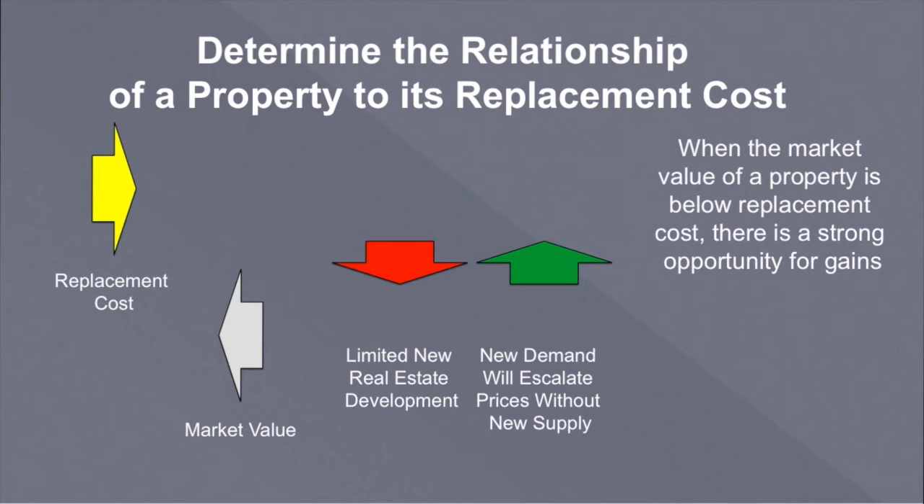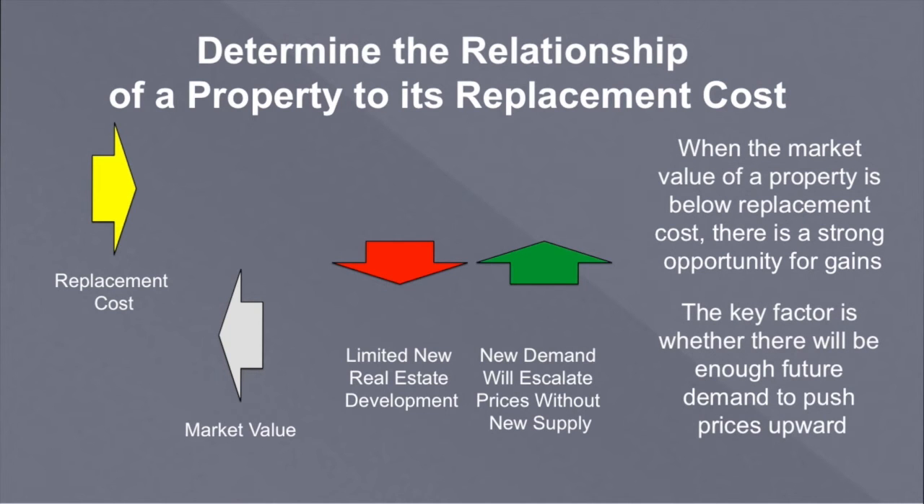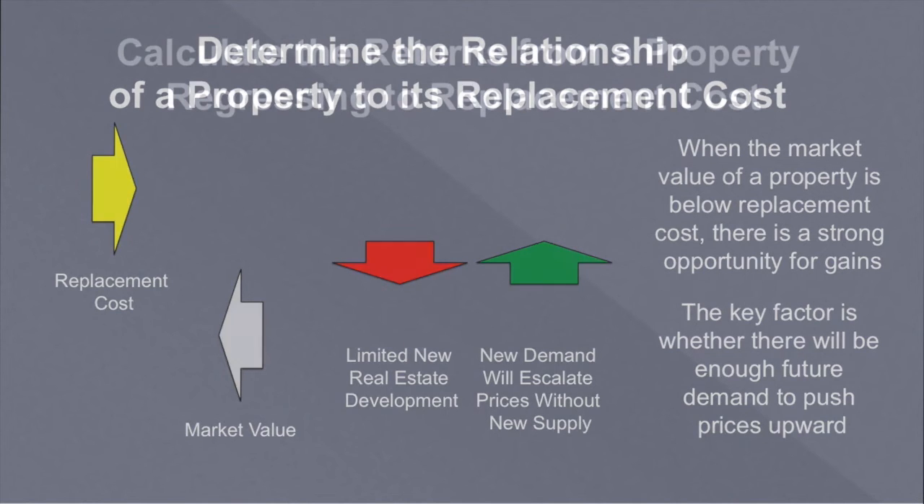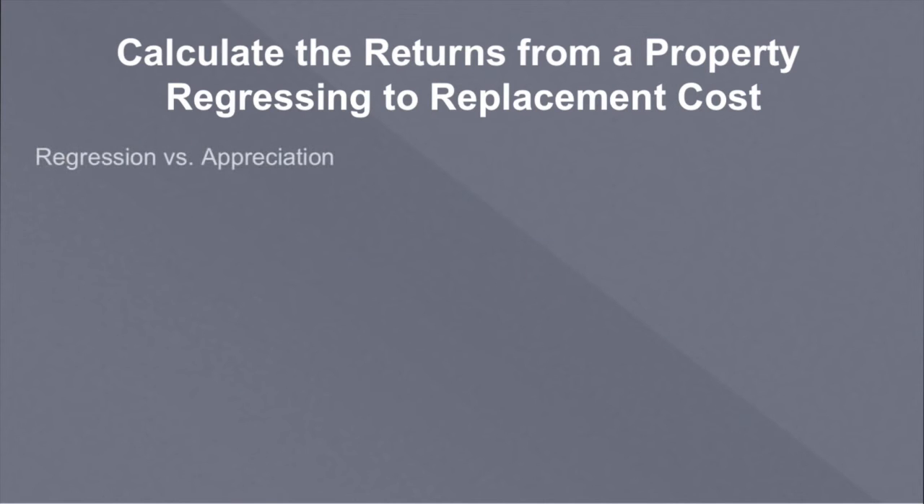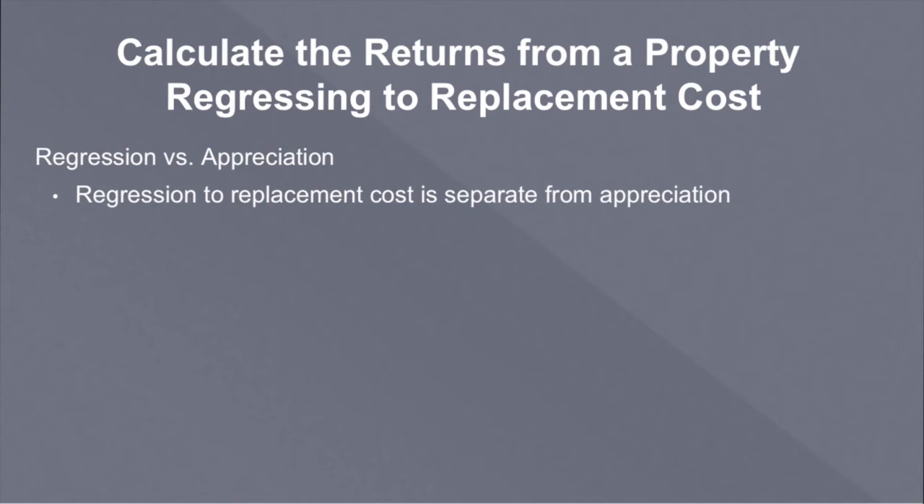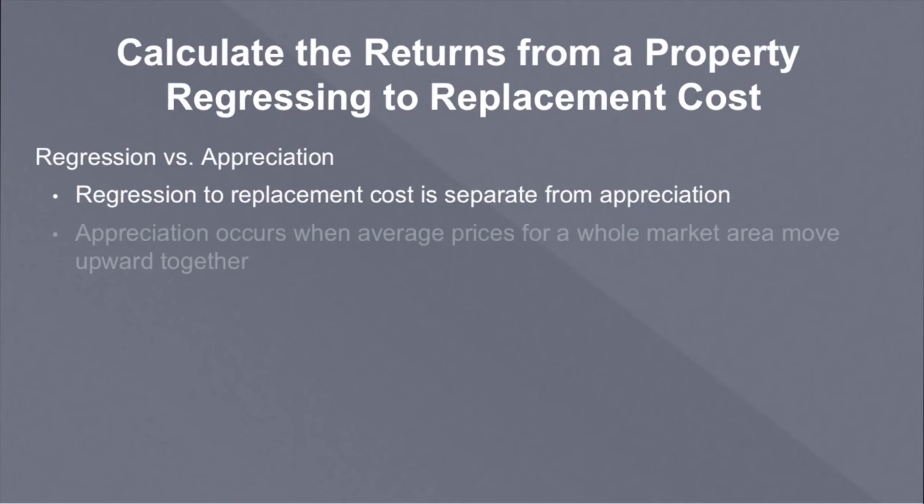So when the market value of a property is below replacement cost, there's a strong opportunity to make money, strong opportunity for gains. The key factor is whether there will be enough demand in the future to push prices upward. Now, let's examine these returns: regression to replacement cost versus appreciation. They're separate things, okay? Why are they separate things? Because appreciation, which the common person thinks of because they don't understand how to really break down this equation, that's when the whole marketplace goes up. That's when everything's going up in value, okay? That's when everything just moves up in a whole market area.